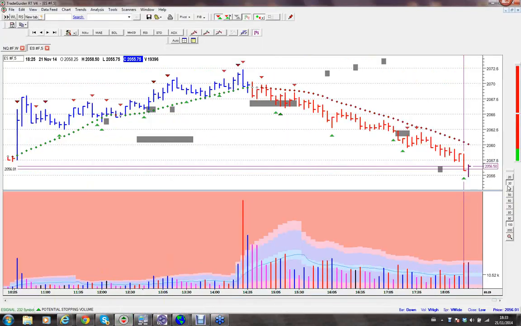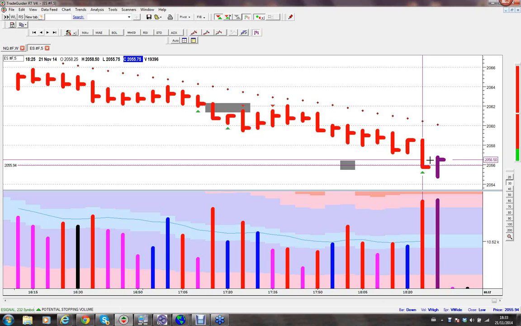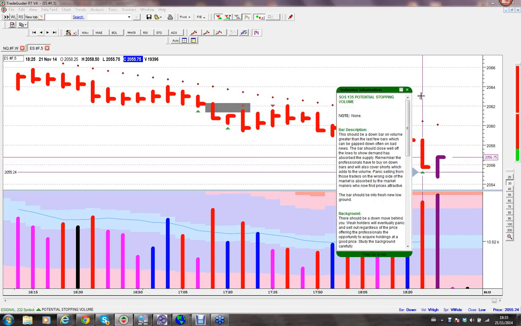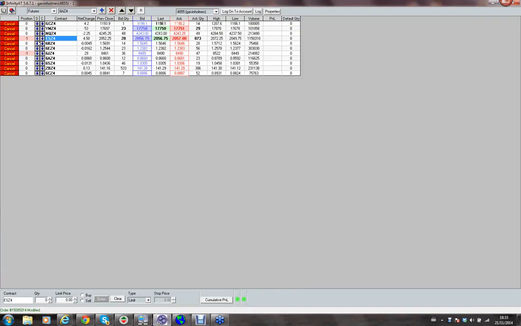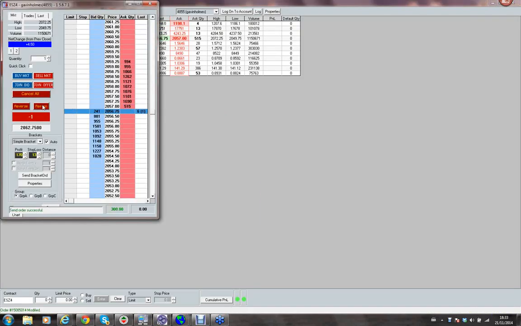Now, I did expect some support around the 2057 level. We've got some stopping volume here, and it may hold this market up. So what I'm going to do here, I'm going to protect my trade, okay, because I can always get back in. There, I've taken the trade off, I've put the profit in the bank. It's the first thing I've done. Now I'm going to wait for another principle.